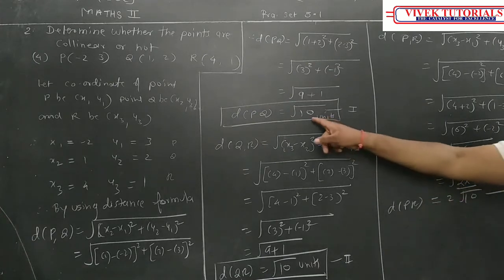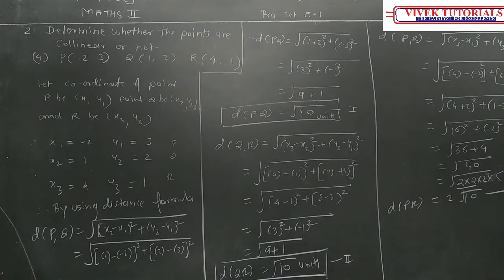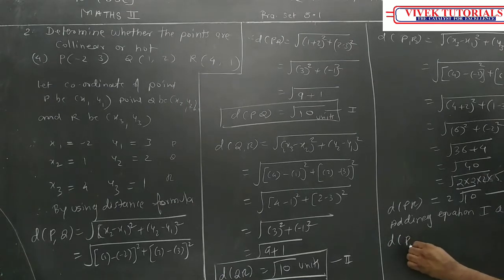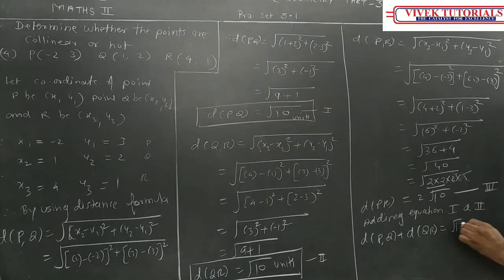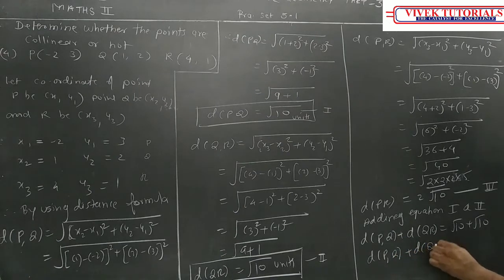Now you compare. This is root 10, this is root 10, and this is root 40. This is greater, so add equations 1 and 2. This one is bigger, so leave it, and add the smaller ones. So distance PQ plus distance QR is equal to root 10 plus root 10, which is 2 root 10. It is equation number 4. You are going to put that in a box.